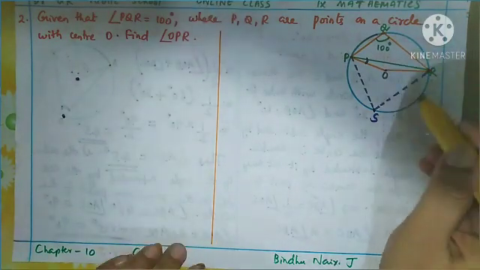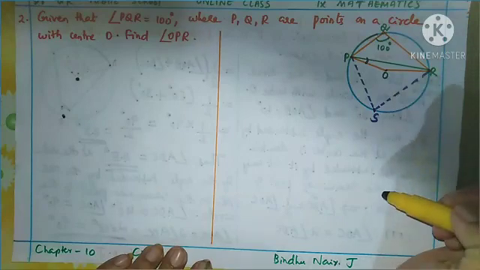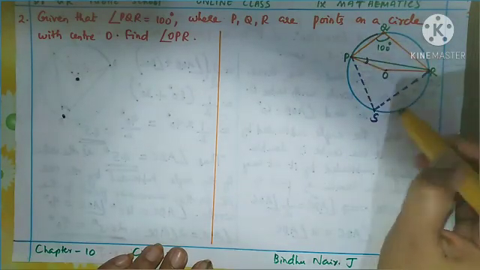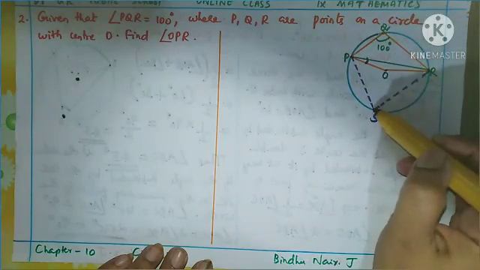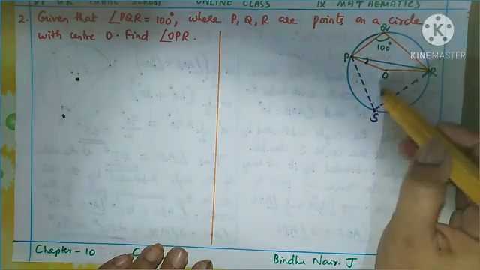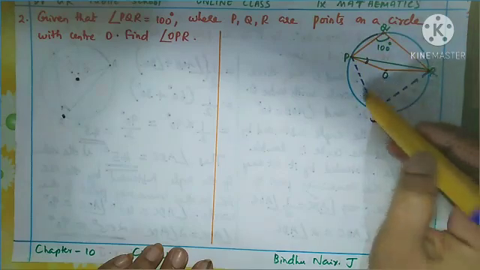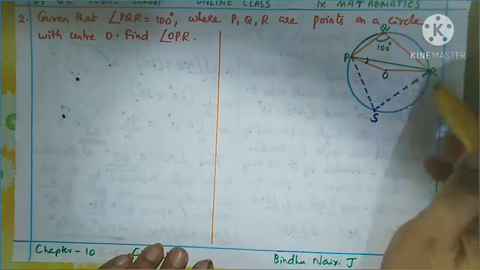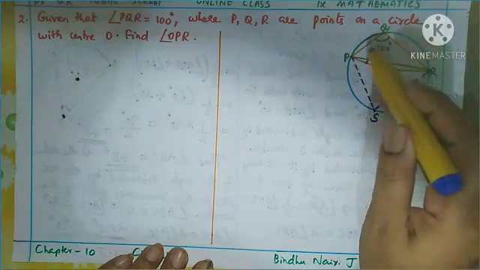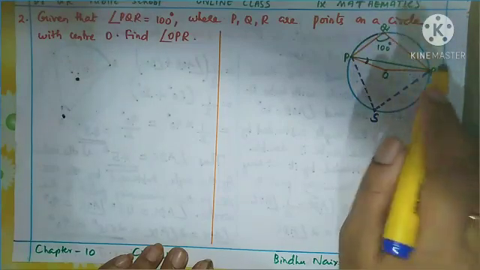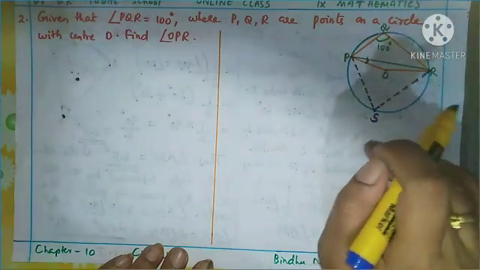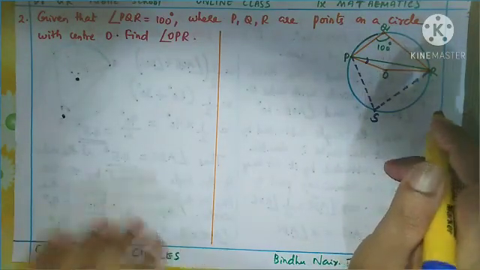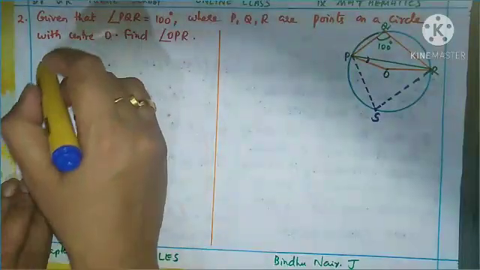Yes, PQRS is a cyclic quadrilateral now. So what I did, I took a point S on the major arc and joined PS and RS so that this PQRS is now a cyclic quadrilateral. The 4 points are lying on the boundary of the circle. This is the construction we are doing so that we can reach the answer easily. So first we can write the solution.